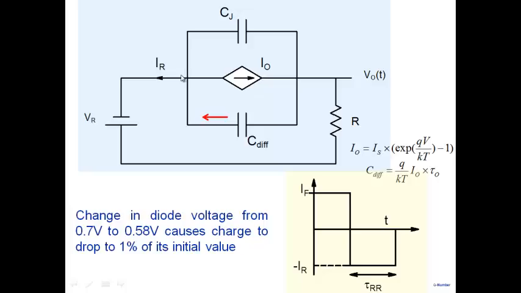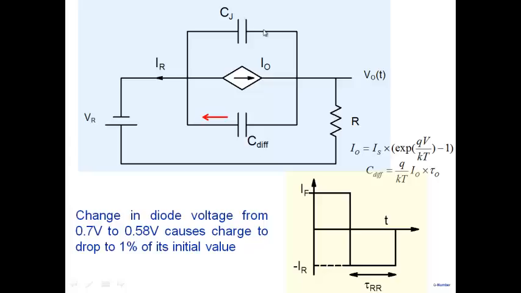At 0.58, it will drop to 0. Then it will eventually go to -1, -2. By the time this is no longer there, the C diffusion has gone out. What is left now? Cj is there. So now Cj and R are there, and this will supply the charge. With this Cj and R, we can calculate the time. Once the diffusion capacitance is over, the discharge is almost exponential, with the time constant decided by Cj and R.